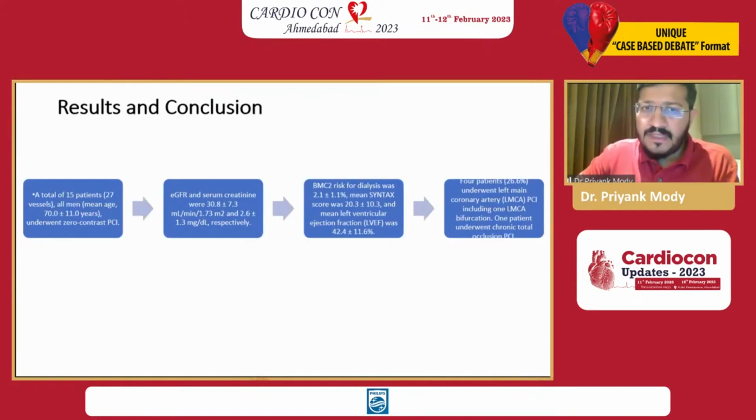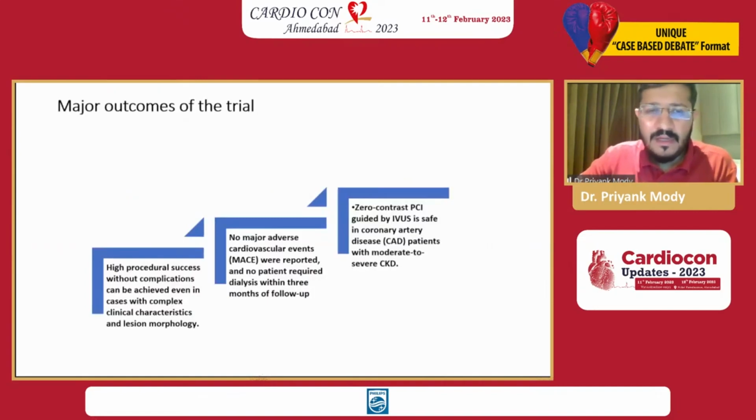eGFR of the study substrate was around 31, and 4 of these 15 patients were left main coronary artery patients, like in our patient. So that is as much as 25% of the patient substrate had bad disease. These were not type A lesions, and in spite of that, zero contrast angioplasty was possible.